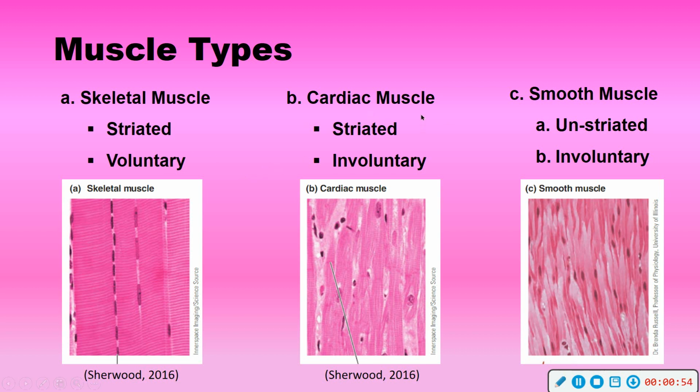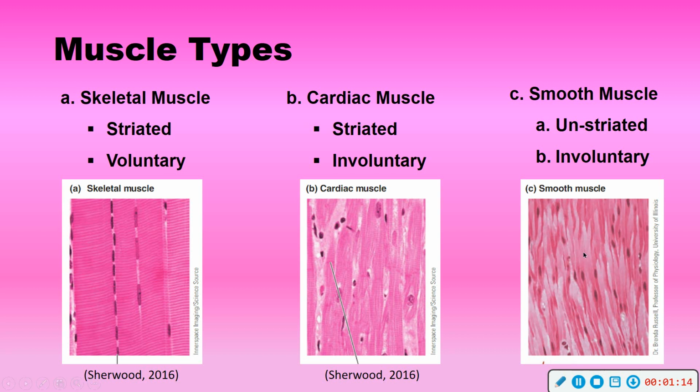The cardiac muscle, it is also striated. You can kind of see those little bitty lines going through in there. But this one is involuntary, okay? I can't control it. It is the muscle around the heart. It's specifically for that. I can't make it work. It does it on its own.